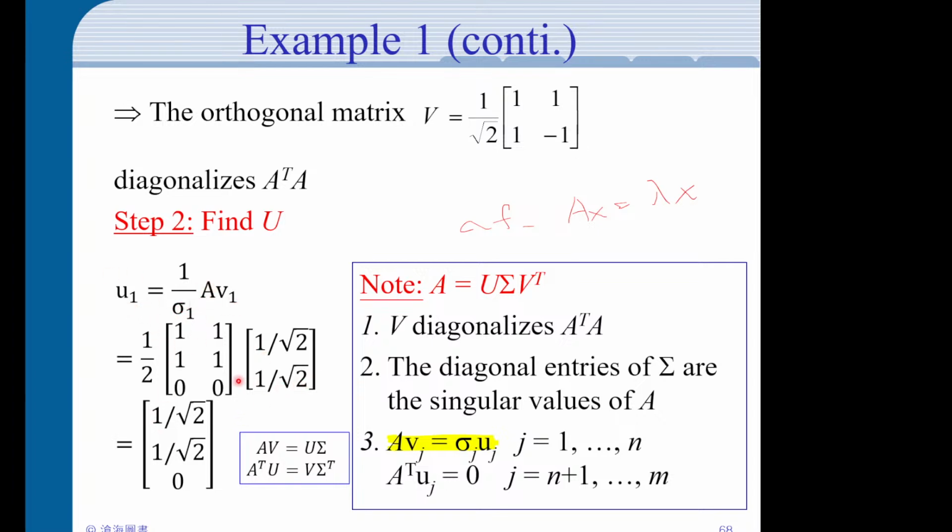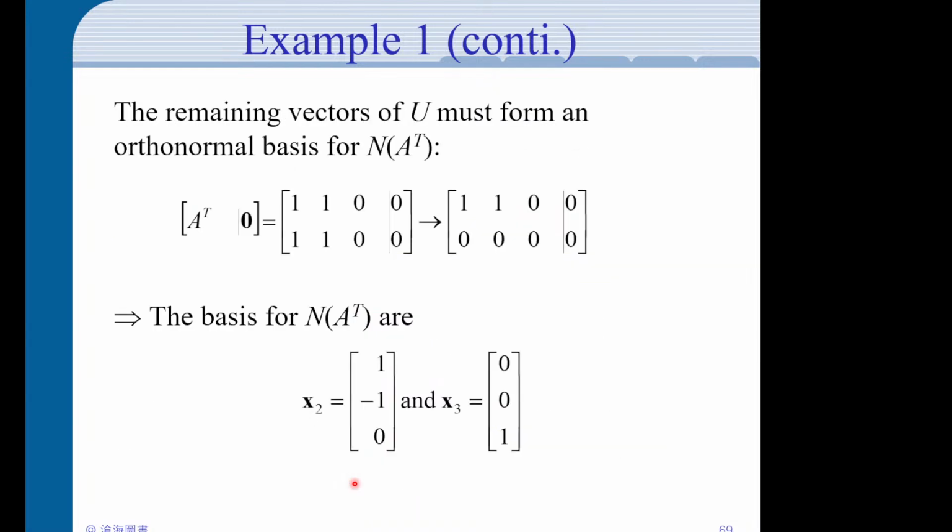Sigma 1 is non-zero, so we can do this. U1 is just A times v1, where v1 is the square root of 1, 1, and divide by sigma 1. So here is your U1. But U is a 3 by 3 matrix. Remember A is 3 by 2, so V is 2 by 2 and U is 3 by 3. So what are your U2 and U3?